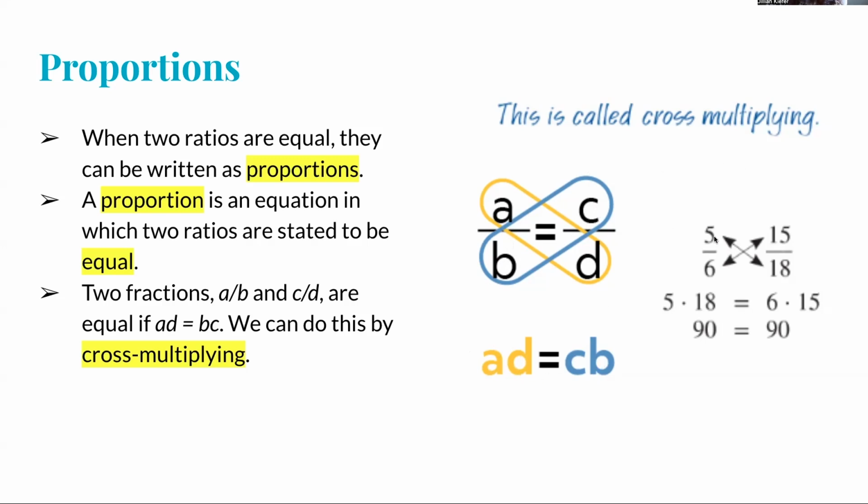We have another example here. We have 5 over 6 and 15 over 18. So we multiply 5 times 18 by 6 times 15. Now these are real numbers, so this is establishing that two ratios are equal. So 5 times 18 is equal to 6 times 15. And those are both equal to 90, which means that these ratios here, 5 over 6 and 15 over 18, are both equal. So we can use cross multiplying to solve any proportions or ratios, or you can do it to check to see if two ratios are equal to each other.